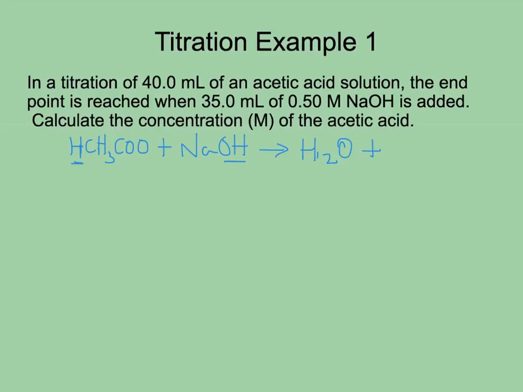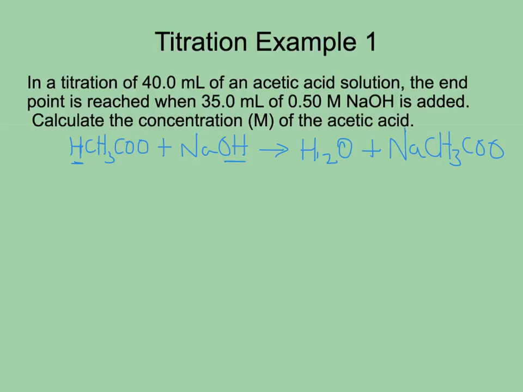And then the two middle ones together, remember the metal goes first, so Na, then CH3COO. It's already balanced, they're all 1 to 1 to 1 to 1 ratio. Next, this is optional, but I like to do it. I like to write down what I have and what I'm trying to find.